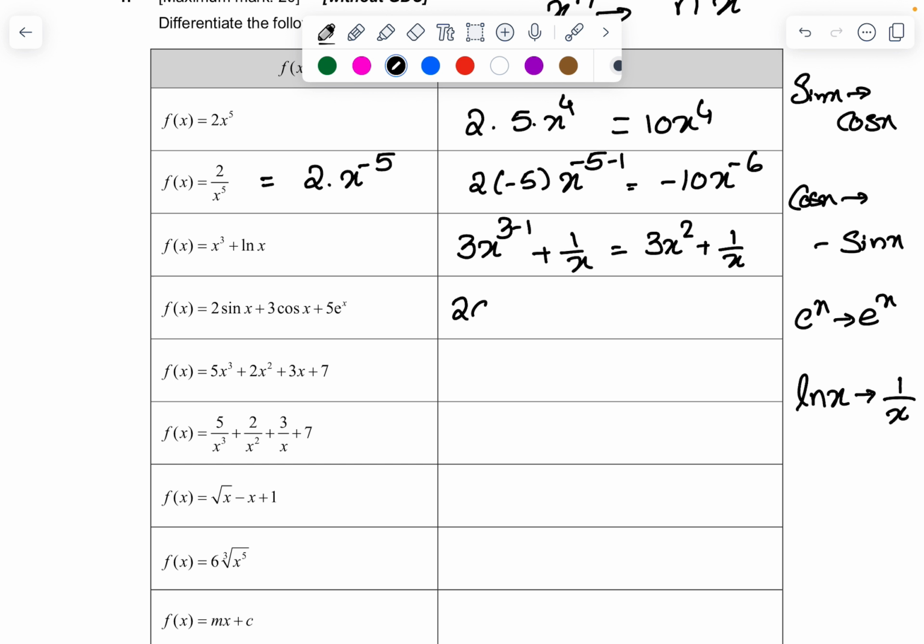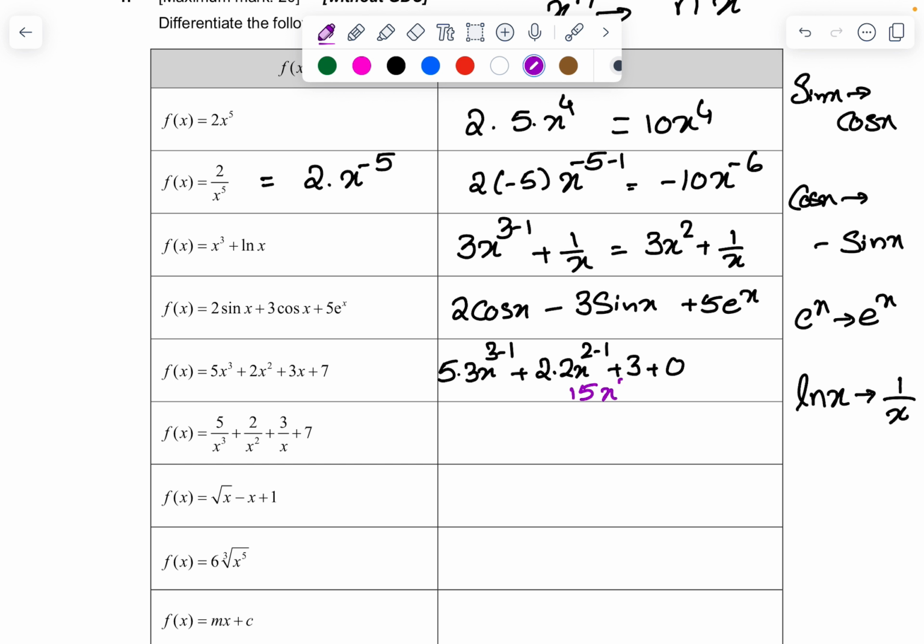Then 2 sin x derivative is 2 cos x, 3 cos x derivative is minus 3 sin x, and 5 e to the power x derivative is 5 e to the power x. 5x cube derivative is 5 times 3x to the power of 3 minus 1, plus 2 times 2x to the power of 2 minus 1. 3x derivative is 3 and 7 derivative is 0. So my final answer is going to be 15x to the power of 2 plus 4x plus 3.